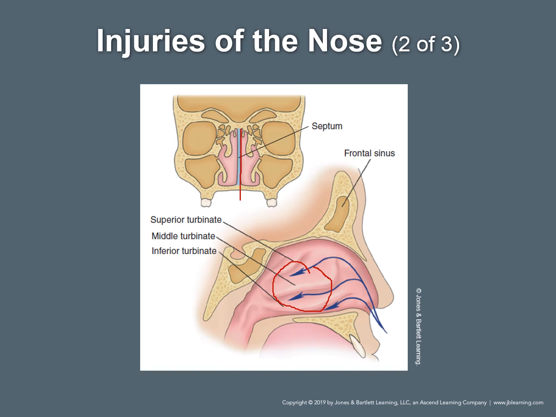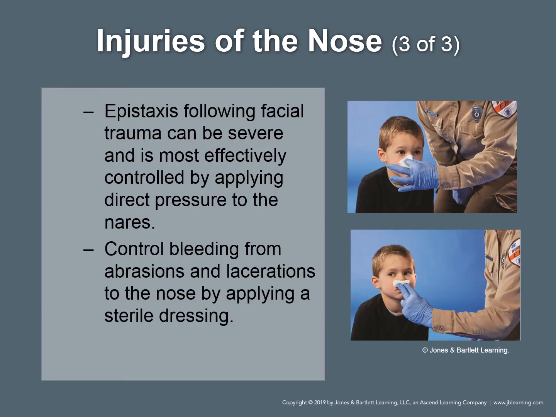So, do I have a septal injury? Do I have an injury in the area of the turbinates? Am I bleeding from my sinuses? Those are questions you need to ask yourself. Epistaxis is a nosebleed. Following facial trauma, it can be severe. This kid's probably got a nosebleed literally from picking his nose. That's the number one cause of nosebleed, some kind of internal trauma.